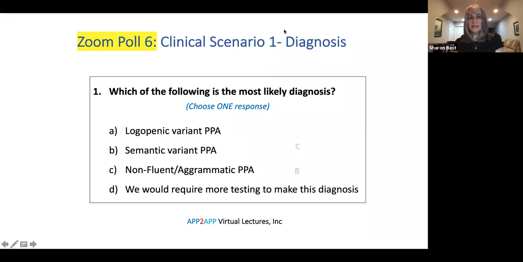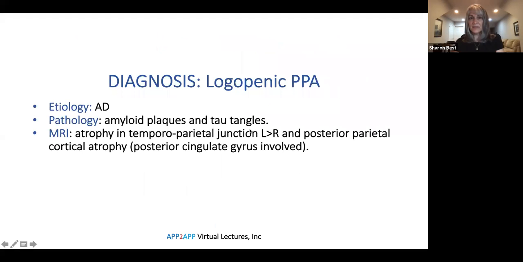So the Zoom poll 6 is going to be which of the following is the most likely diagnosis. So yep, hopefully you chose logopenic PPA. So the etiology is most often, but not always, Alzheimer's. Pathology, amyloid plaques and tau tangles. The MRI, we expect to see a temporal parietal junction left greater than right atrophy out of proportion to the rest of the cortex. We may be looking too for posterior cortical atrophy, sometimes happens bilaterally, and we look for involvement of the posterior cingulate gyrus.